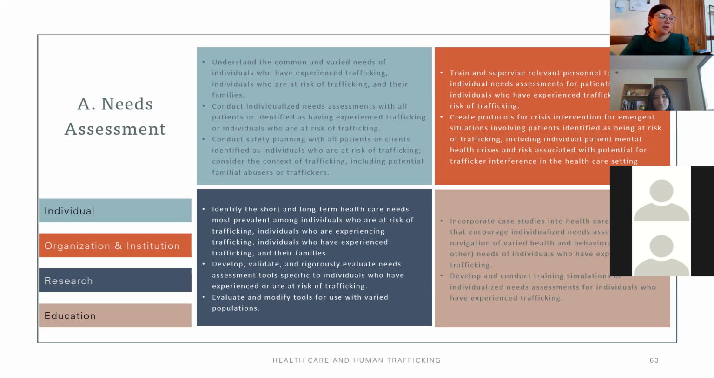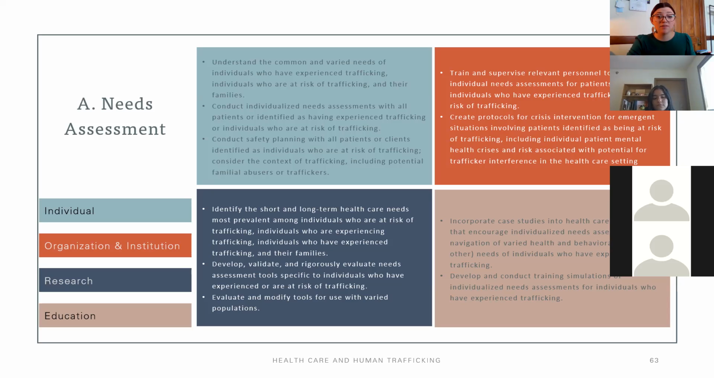Looking at research, so identifying short and long-term healthcare needs that are most prevalent among individuals at risk of trafficking, experiencing trafficking, or their family members. So what has research shown in your area to be those short and long-term risks? Is it referrals to AODA inpatient treatment facilities or detox centers? AODA meaning alcohol and other drug addiction, or alcohol and other drug use facilities.